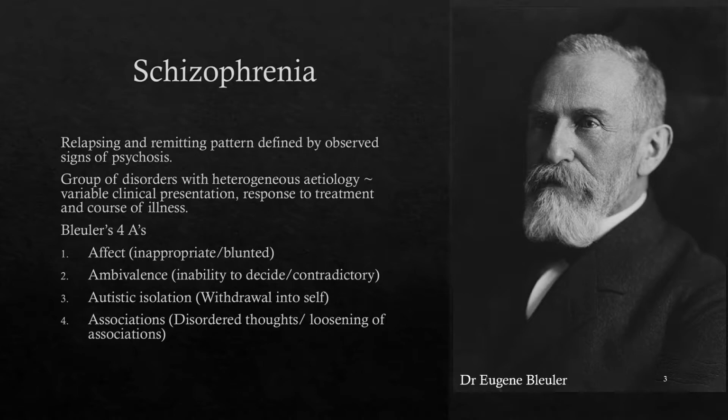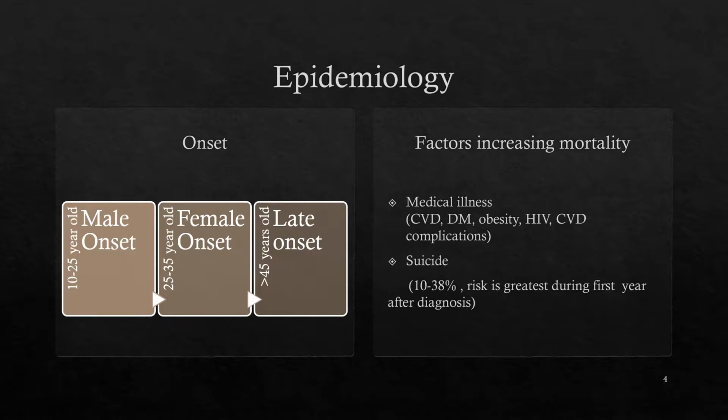Despite the variability, schizophrenia does have fundamental features across the board, which were first described by Dr. Eugene Bleuler. Sorry if I am butchering this name, but I'm very bad with pronunciation. So, Bleuler's 4 A's. The A's refer to affect, ambivalence, autistic isolation, as well as associations.